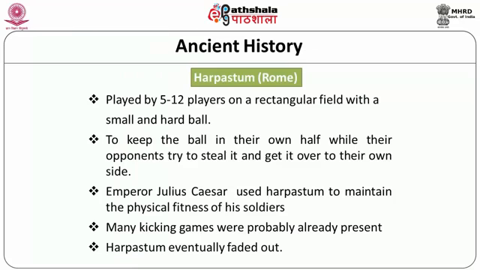In Rome, a game was played by 5 to 12 players on a rectangular field with a small and hard ball. This game was called Harpastum. The objective of the game is to keep the ball in their own half while their opponents try to steal it and get it over to their own side. Considering the importance of Harpastum, Emperor Julius Caesar used this game to maintain the physical fitness of his soldiers, preparing them for the battlefield. Many kicking games were probably already present in Rome. Slowly, Harpastum eventually faded out.